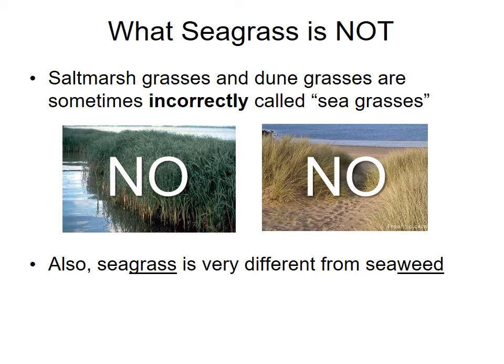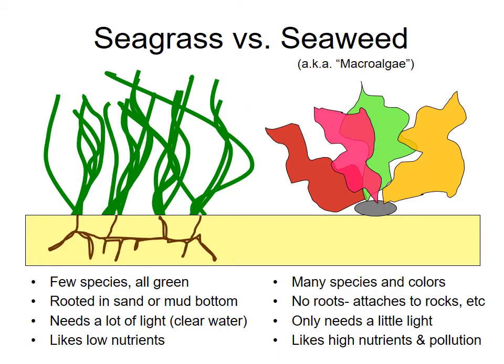Also, seagrass is one word. So this is a saltmarsh grass here. Saltmarsh grass, this is not seagrass, and this is dune grass, not seagrass. And seagrass is very different from seaweed, even though the words are confusingly similar. So seaweed is another word for macroalgae. And so macroalgae is not a true plant. It doesn't have roots or veins or flowers or anything like that.